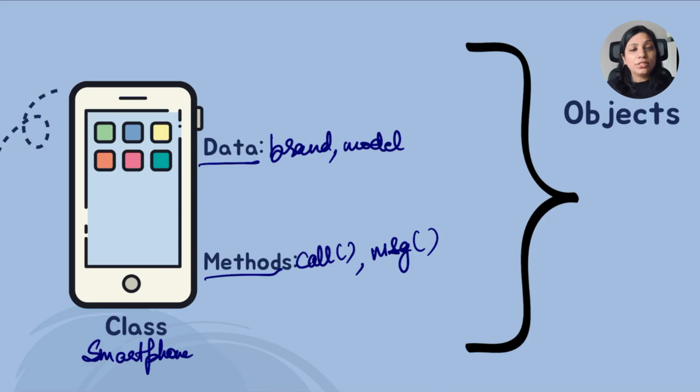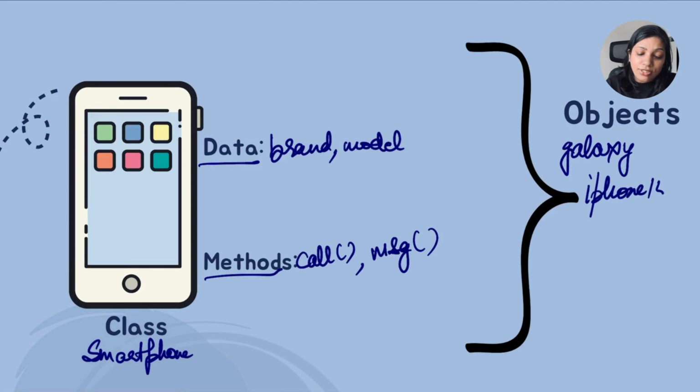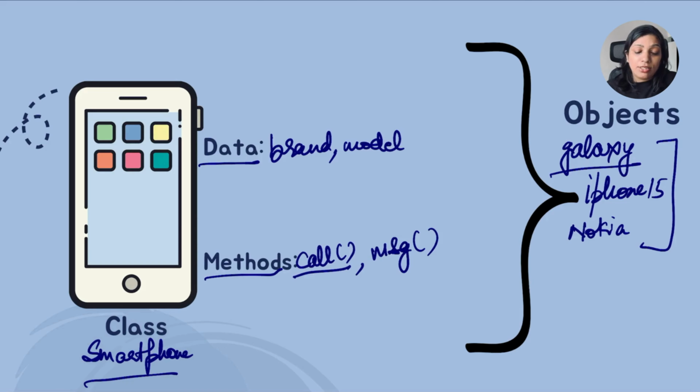You cannot just use the smartphone itself. So we need to have an object of this category, smartphone. So let's say we have Galaxy and we have iPhone 15, then we have Nokia. So these are some examples of different smartphones from different companies. Every smartphone has a function of calling, sending a message. So if you notice, all the objects here will be able to perform these given methods. So this is how we understand about a class and an object in simple words.